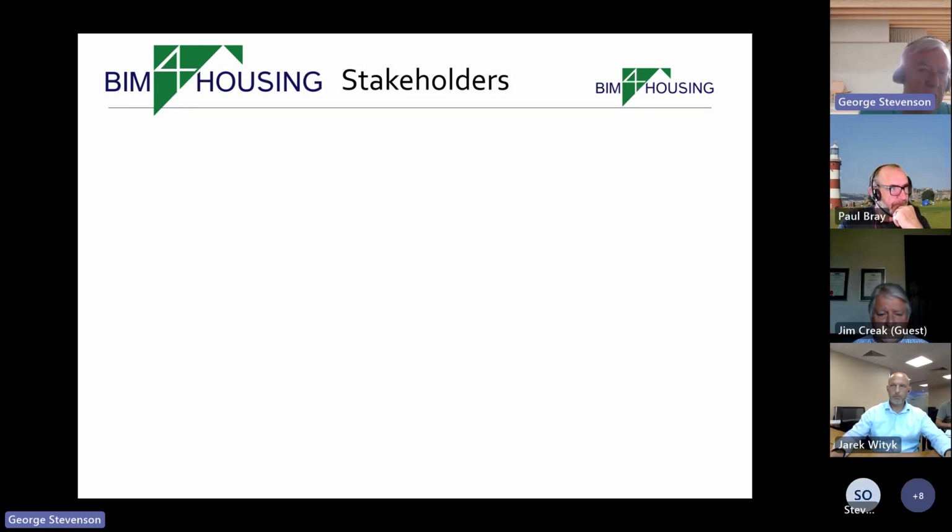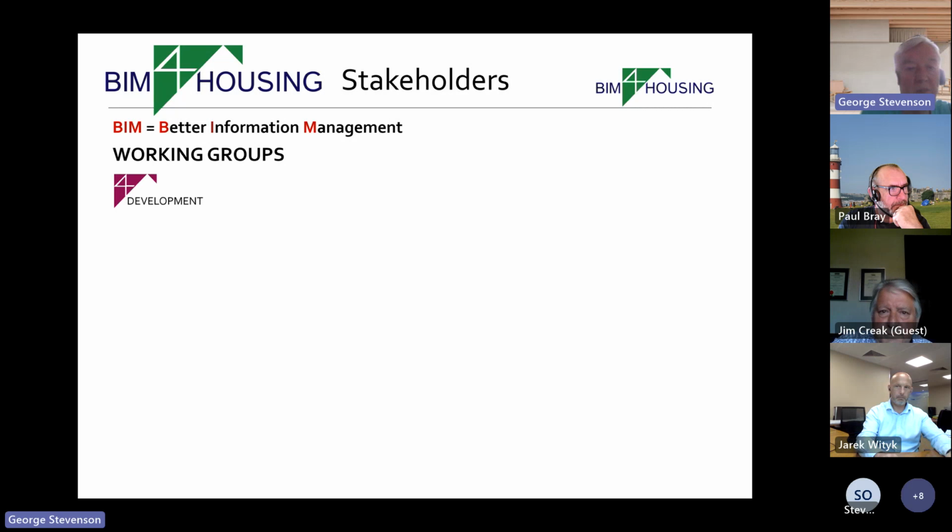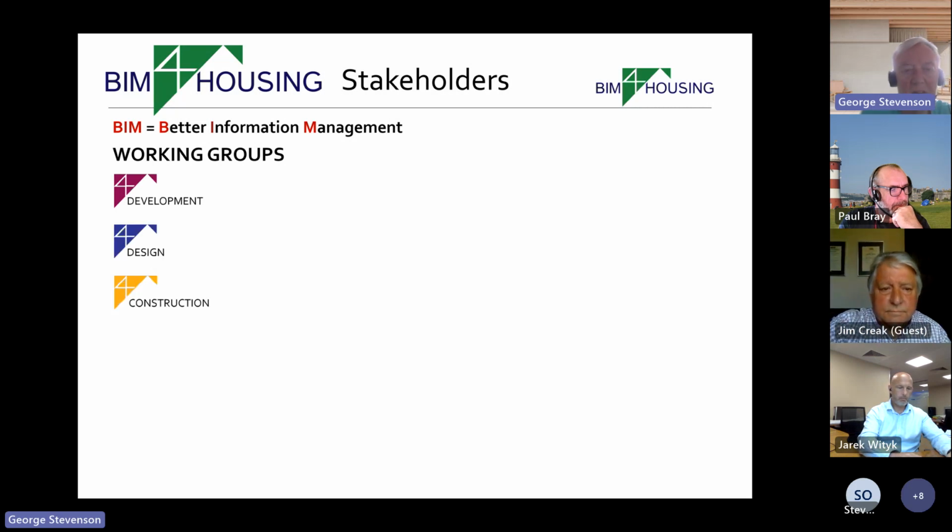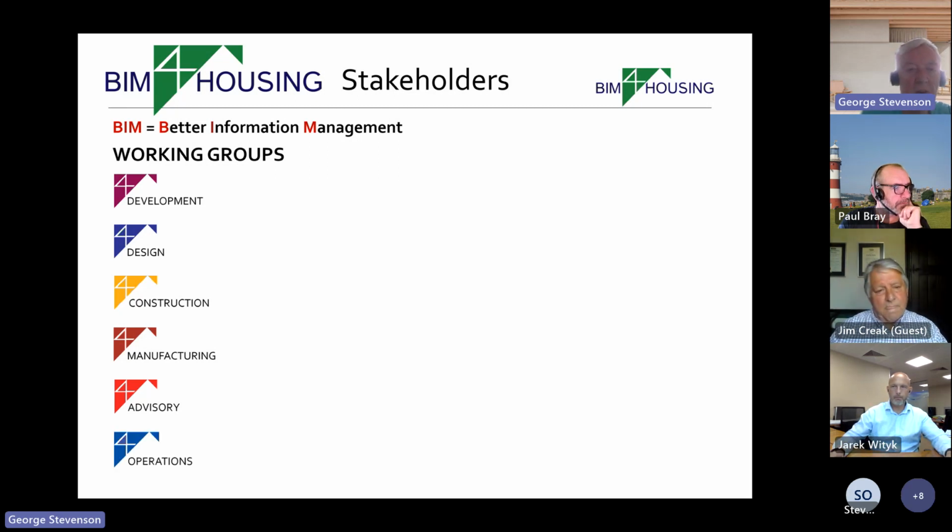it away from thinking about BIM as being 3D modeling to transform it into better information management. And the way in which we've done that is by looking at the information that's needed for each of the different elements of owning buildings, either developing them, designing them, building them, manufacturing the parts that go into them, consultancy, and also operations. Within BIM4Housing, we've got quite a strong stakeholder group that meets every 2 months. So, for example, I think we've got a construction group meeting and a design group meeting over the next couple of weeks, and those cycle every 8 weeks.